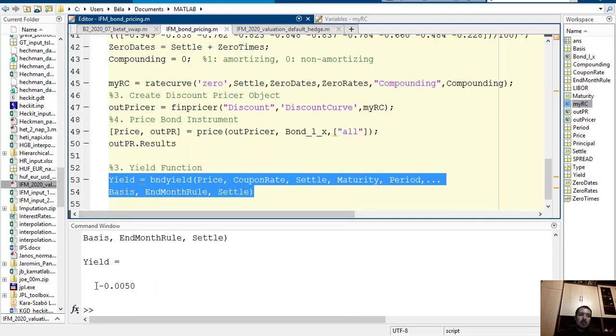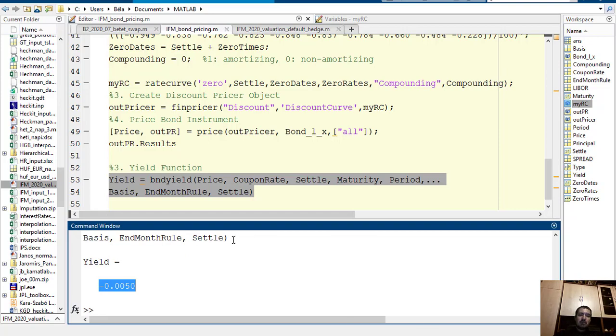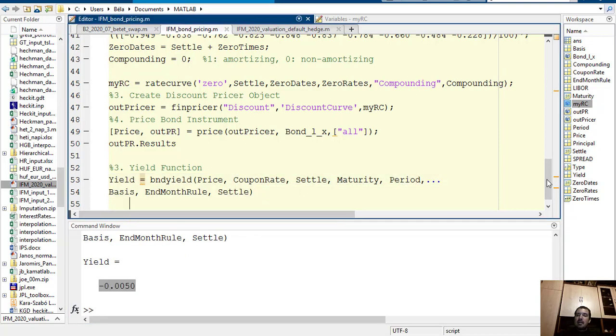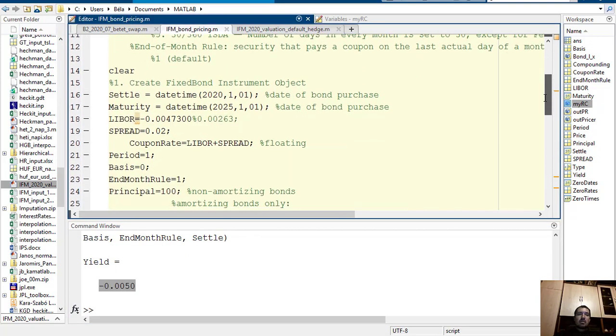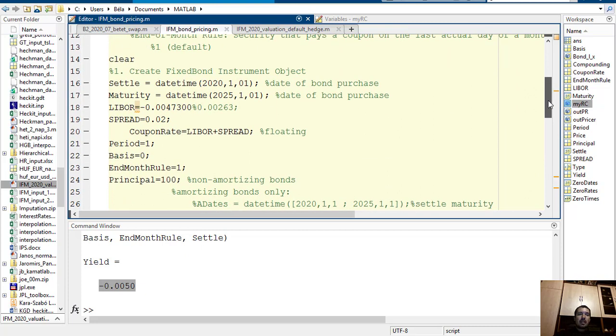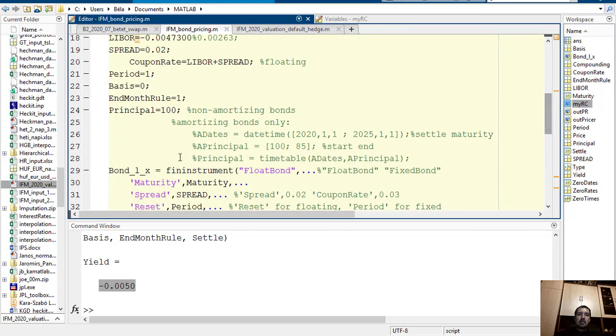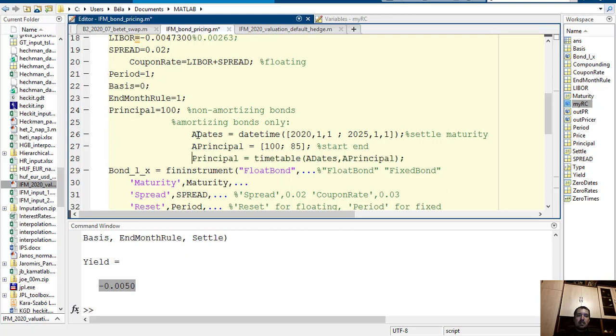And if you are thinking about the yield, we also have a yield function, which is disappointing. Also, this script was prepared to deal with amortizing bonds, where you are paying back some percentage of the principal, so we can turn this on. Let's uncomment it.